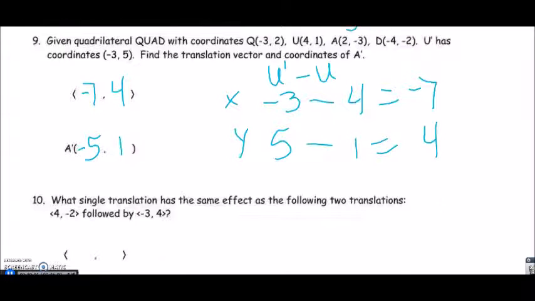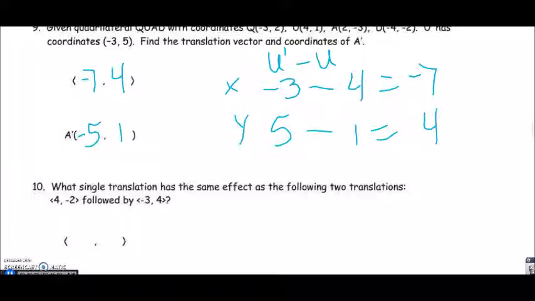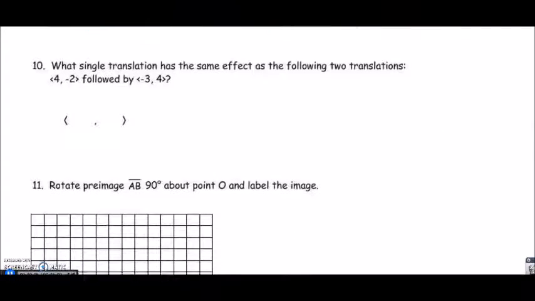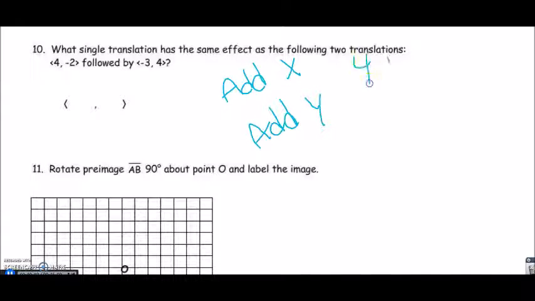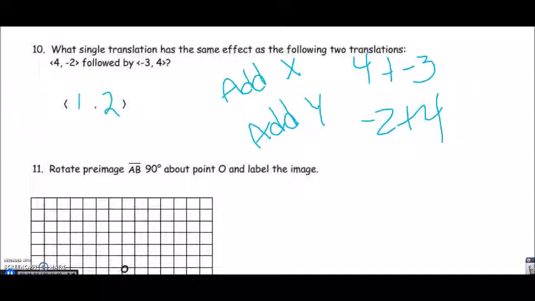Moving down to number 10. What single translation has the same effect as the following two translations? What you need to do is combine your x, and then you also need to combine your y. So you're going to say 4 plus negative 3, and you're going to say negative 2 plus 4. 4 plus negative 3 is going to be a 1, and negative 2 plus 4 is going to be a 2. So the combined change would be <1, 2>.